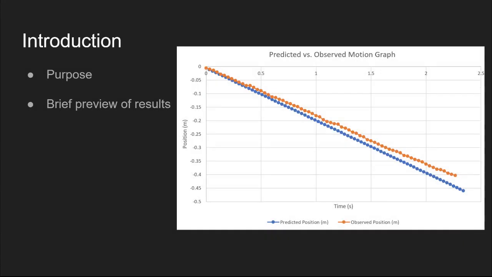The purpose of this lab is to record the constant horizontal motion of an object to observe the object's position over a period of time. At the end of the lab, I could compare my predicted and observed position versus time using an Excel graph. As you can see, the predicted and observed velocities are nearly the same except towards the end, where the observed position is drifting away from the predicted position.